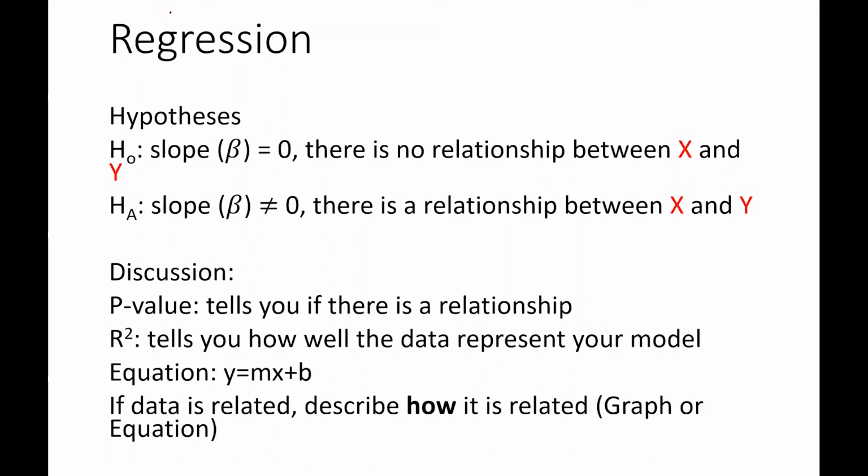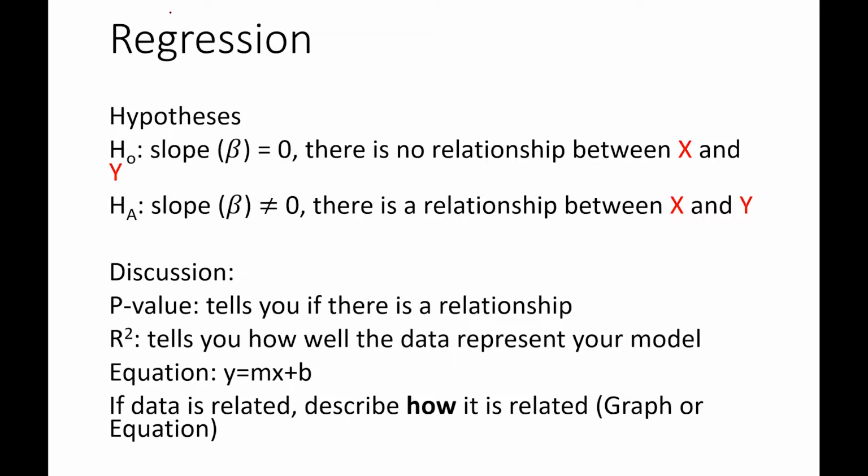For your discussion, you're going to tell me what your p-value is. You're going to tell me what your R squared is, and the equation of the line. You have to pull out all of this information from the output of the regression when you do the summary function. So if the data is related, describe how it's related, looking at the graph and/or the equation.